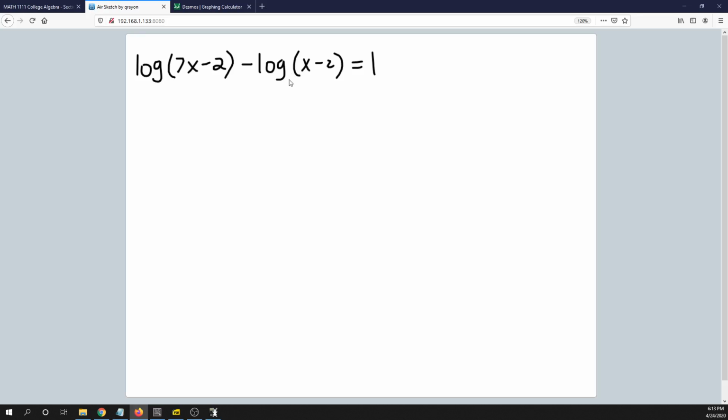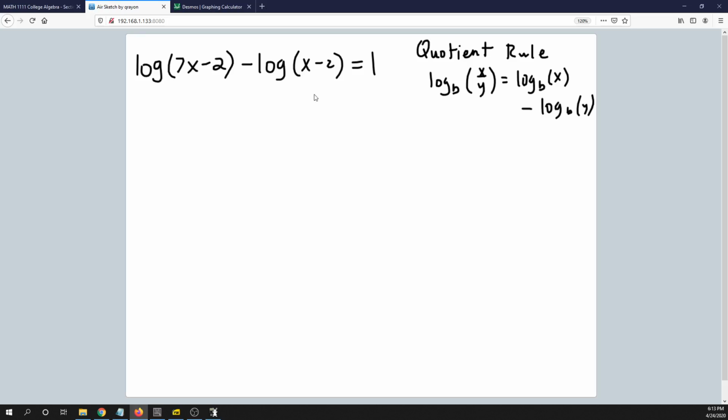All right, so here I can see that I have these two logs being subtracted from one another. That means of those three properties, the one that I want to use is the quotient rule. The quotient rule for logs says that if I have the log base b of a fraction, then it's the log of the top minus the log of the bottom. Okay, like so.